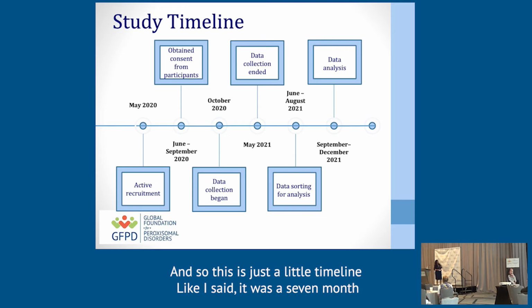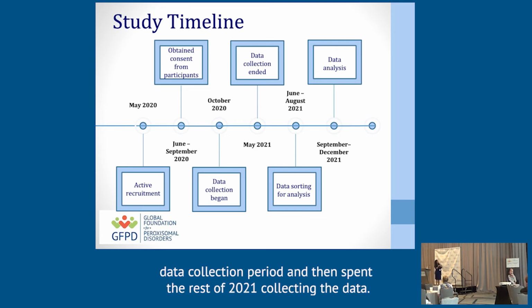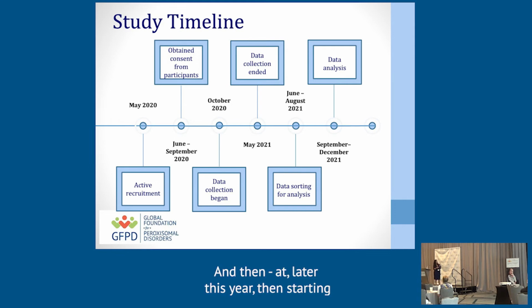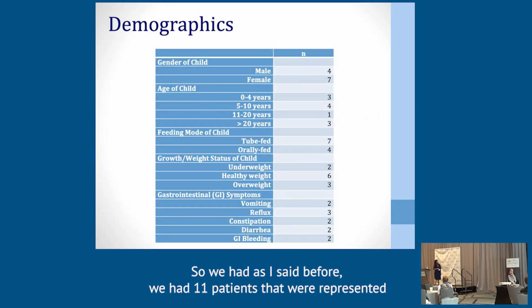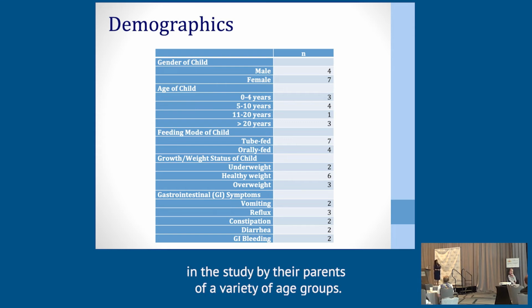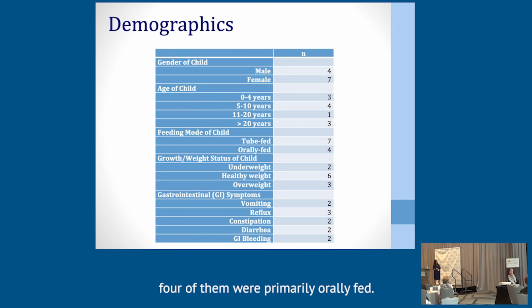And so this is just a little timeline. Like I said, it was a 7-month data collection period, and then we spent the rest of 2021 analyzing the data, and then at the beginning of this year started getting ready for presentation and potential publication. So, as I said before, we had 11 patients represented in the study by their parents, a variety of age groups, and 7 of them were primarily tube-fed, and 4 of them were primarily orally fed.